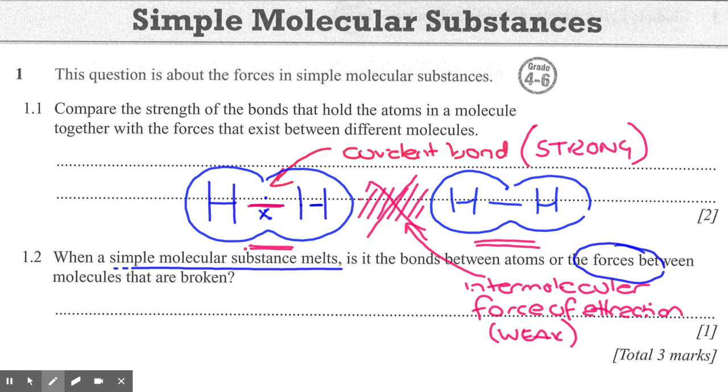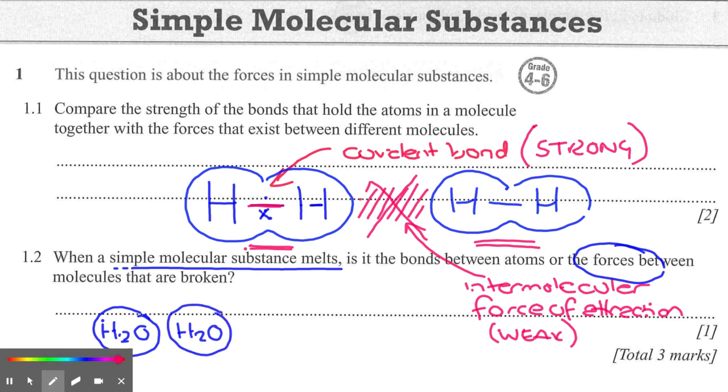So if we take a simple molecular substance such as water, again, we have a water molecule next door to another water molecule. When we melt water, we are breaking the bond between the water molecules themselves. We are not breaking up a water molecule into its constituent hydrogen and oxygen atoms. Okay, so we do need to make that distinction. So when a simple molecular substance melts, we break the forces between the molecules. We're not breaking the bonds between the atoms.